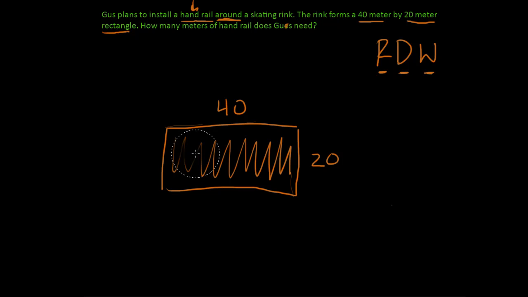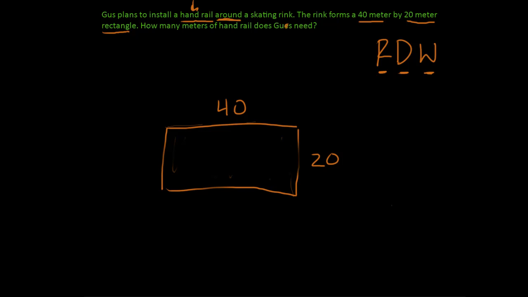So I'm thinking here that they're not looking for area. He's not looking to put something on the inside of the skating rink. He's looking to put something around the outside edge. And that tells me that he is looking at the perimeter. Just like a fence, which is kind of my key word for perimeter, he's going to put it around the outside edge. So I need to measure how many meters of handrail does he need.